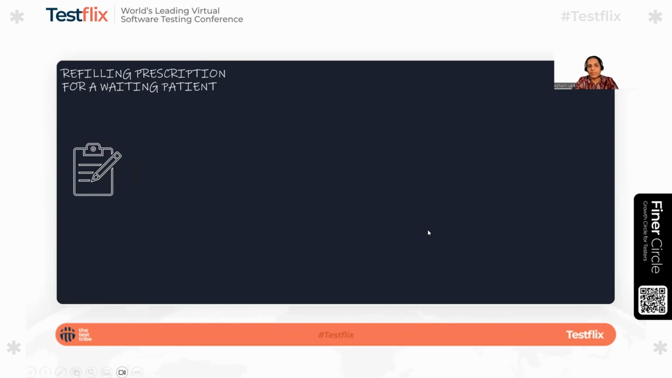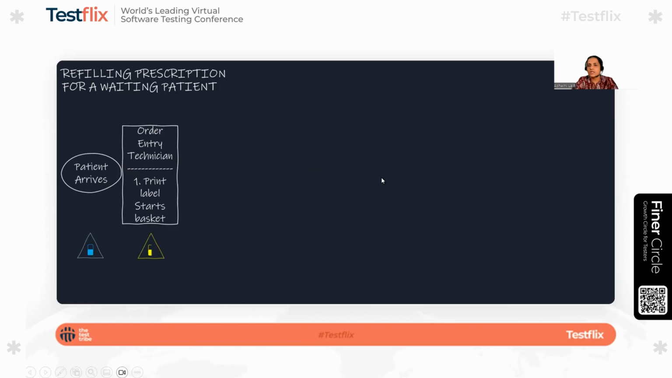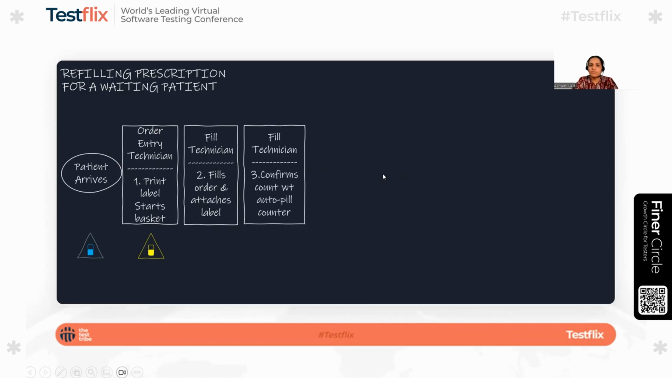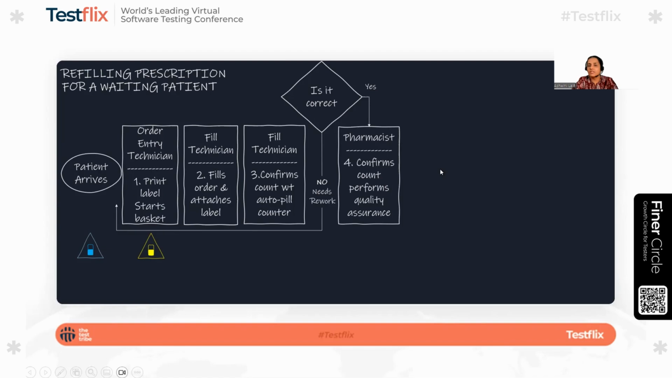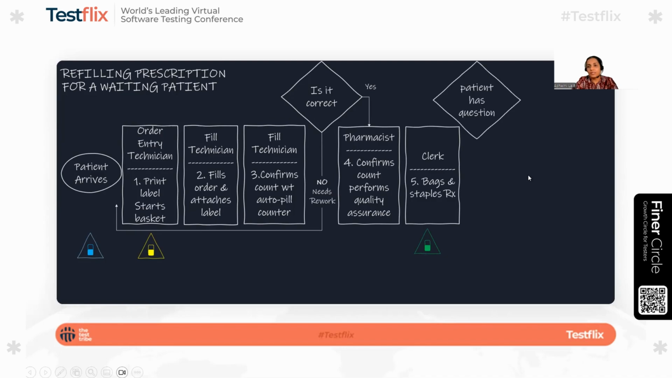When the patient comes to a store with a prescription, the order technician first does a data entry in the computer, handing over prescription to the fill technician. The fill technician then puts the pills, checks with the help of automated pill counter. If there's a mismatch, then there's rework in the system. If everything goes through well, pharmacist finally does quality checks and then staff completes the bags and staples the prescription. Workflow gets completed here. If patient has questions, then those are dealt with, and finally the patient departs.